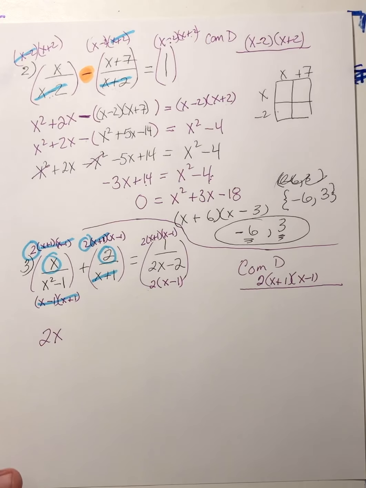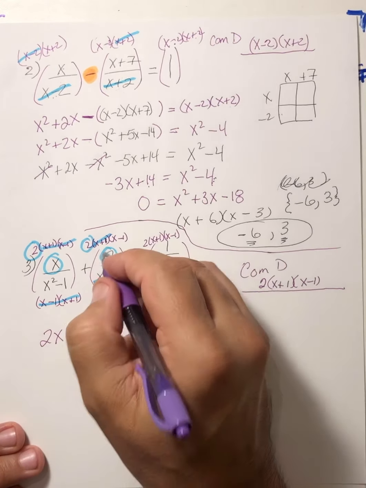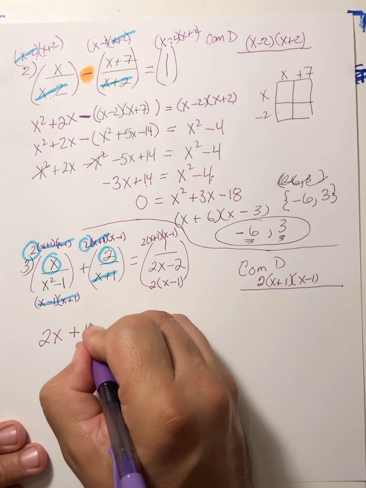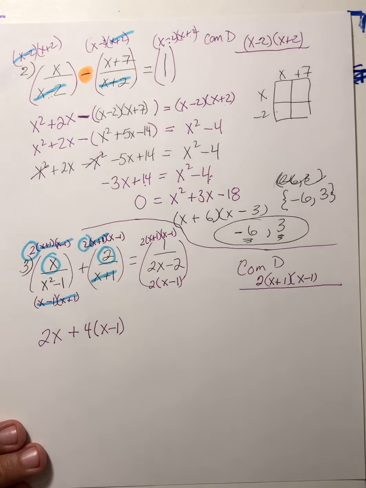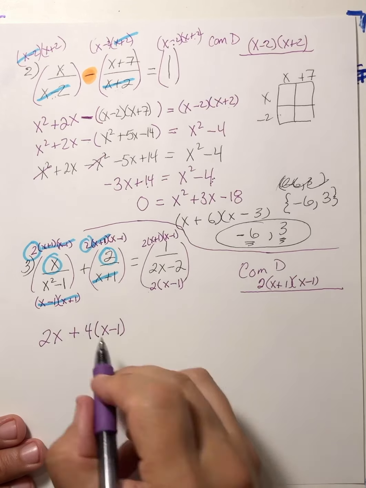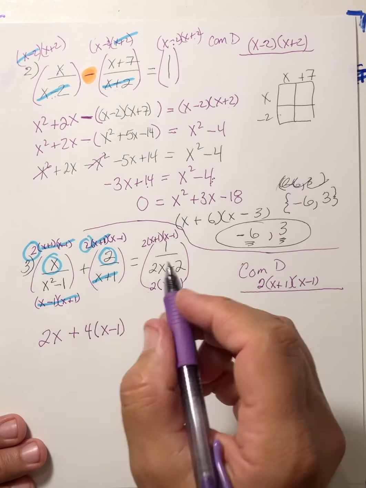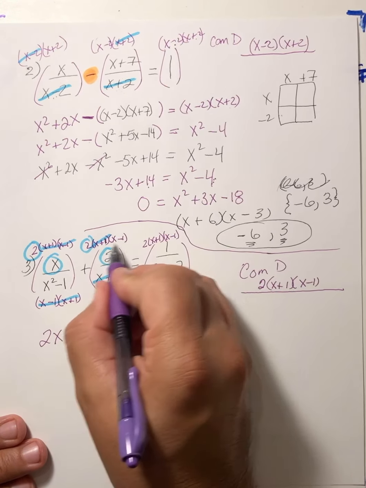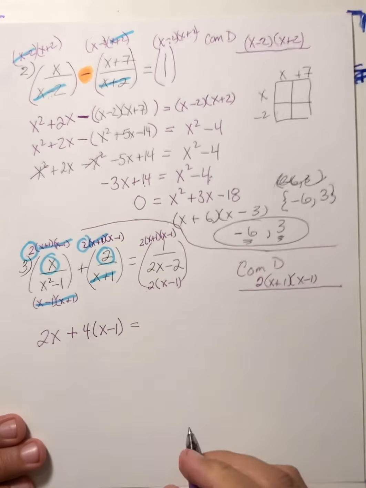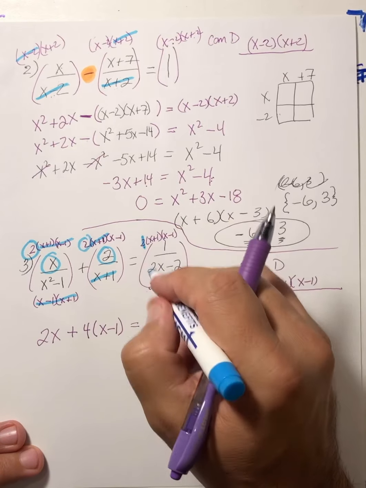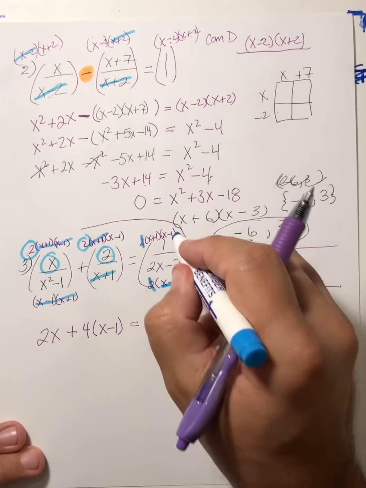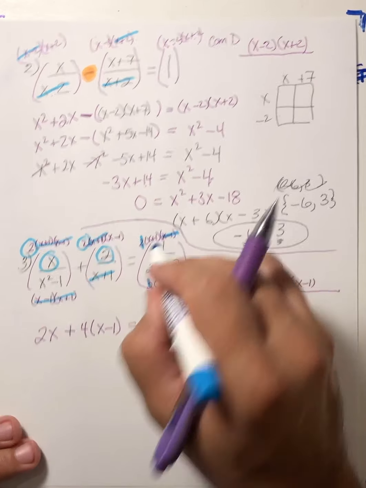We have multiplying. So you have plus, you have 2 times 2 is a 4 times the x minus 1. I would have just multiplied it out in my head, but so it's 4 times the x minus 1. Now over here, what can we cancel? Well, this 2 cancels and the x minus 1 cancels. So we have 1 times x plus 1.